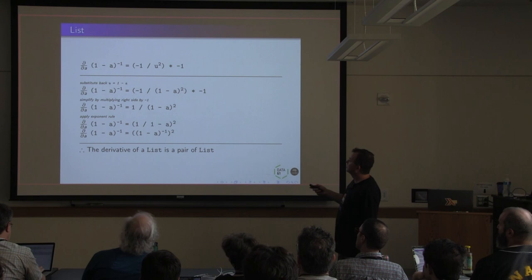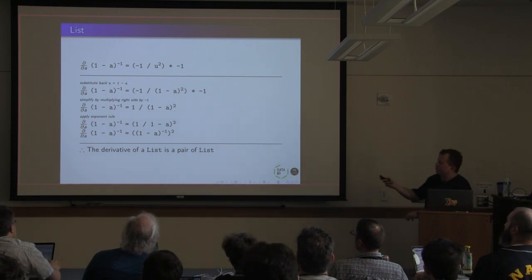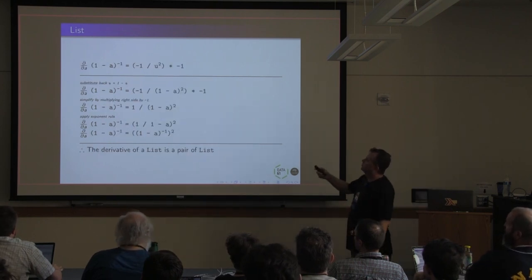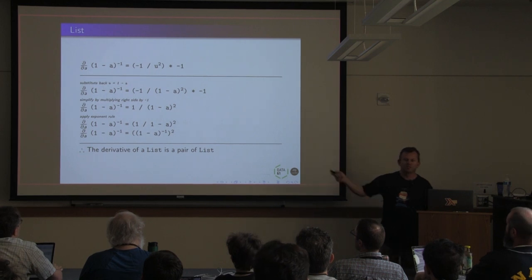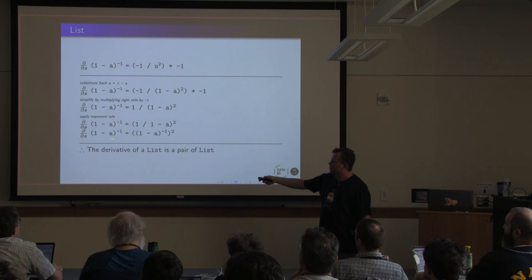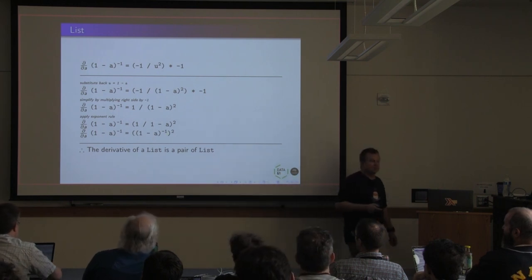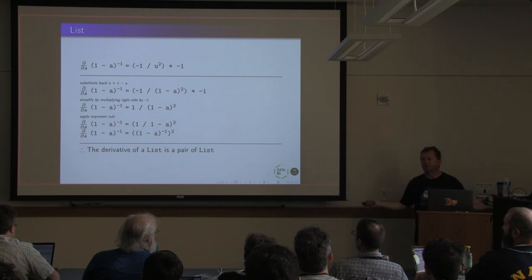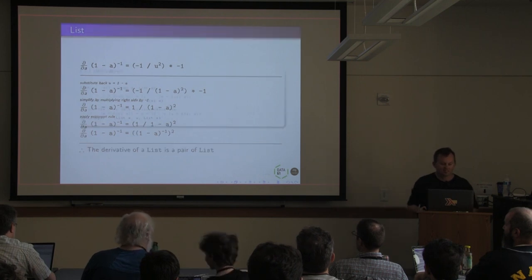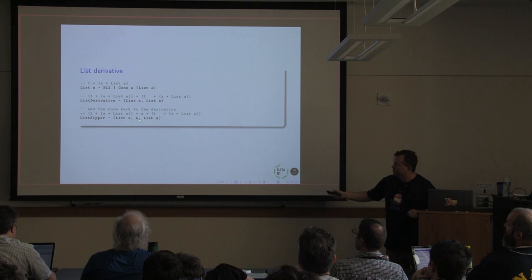Where did I end up with it? Here. So, yeah, so if u, I did let u back there, right? U is 1 minus a. Look, I've got like 2 minutes. I end up with the derivative of a list is list squared. That's a pair of lists. And then I put the focus back in. So there it is, there's the derivative, and I put the focus back.